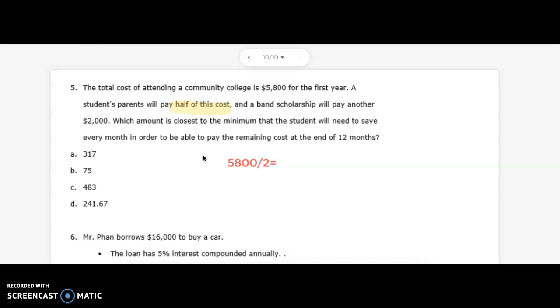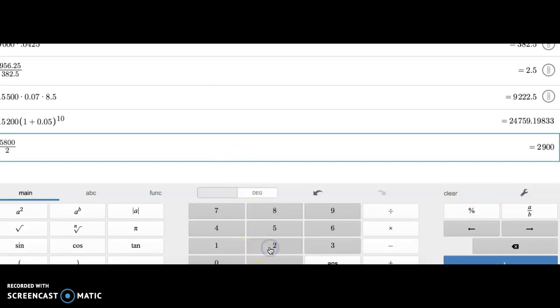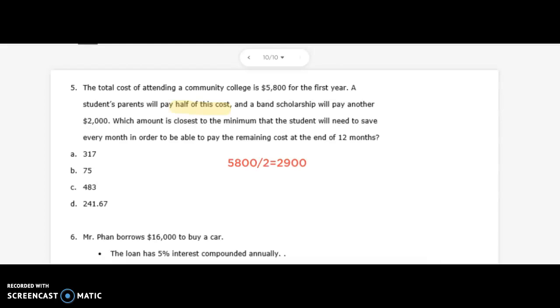And that equals, and so we go to our Desmos and we're looking at this. We got the 5,800 and we're going to divide that by 2. So that means that the remaining balance is 2,900, right? So what do we know next? And bear with me, my internet is acting really, really slow. There it is. Got it. All right. Okay. So what else do we know?